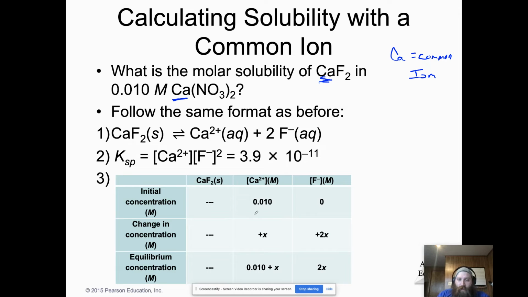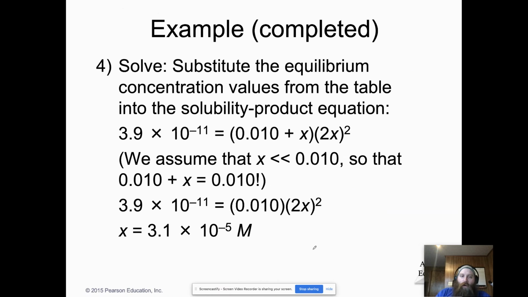And so that means instead of at time equals 0 having 0 for both ions, we actually have a little bit of calcium already present. And we know that the molarity is going to be that concentration present. So this box right here changes, which changes that box. The other two boxes don't change. When we solve this, we get a different number. We get 3.1 times 10 to the negative fifth. We solve it the same way, but we get a different answer because there is a common ion present.